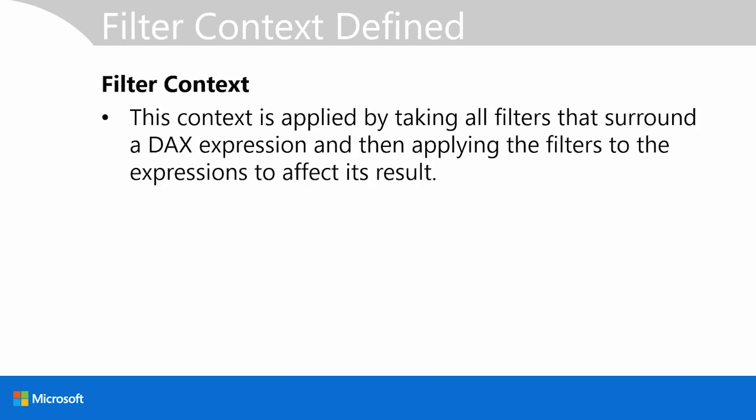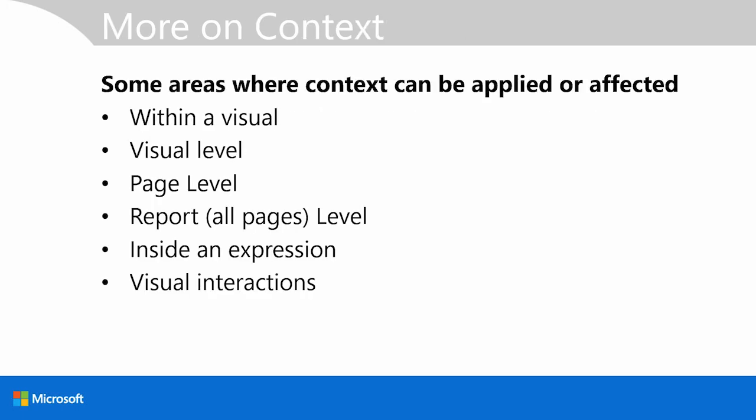The next context we're going to define is the filter context. And the filter context is the context that is applied by taking all filters that surround a DAX expression and then applying the filters to the expression to affect its results. Some areas where context can be applied or affected are within a visual, at the visual level, the page level, what is referred to as the report level, or as you will see in the interface is called the all pages, inside a DAX expression, and within our visual interactions.